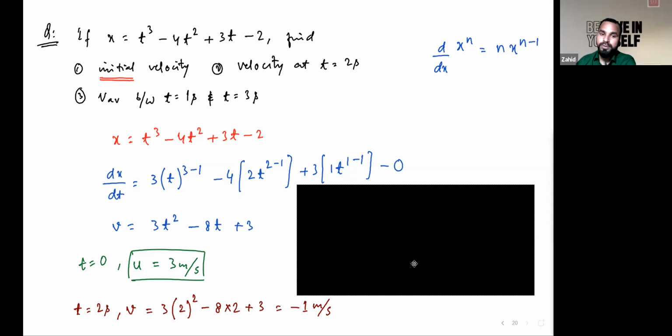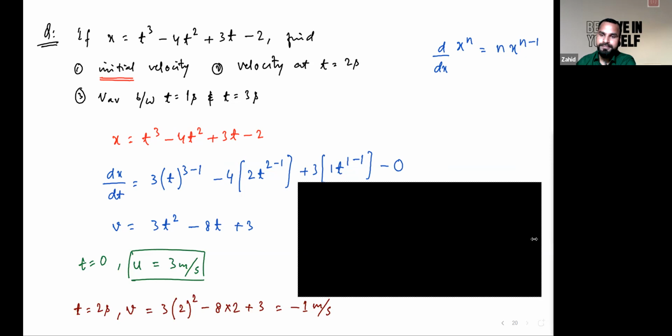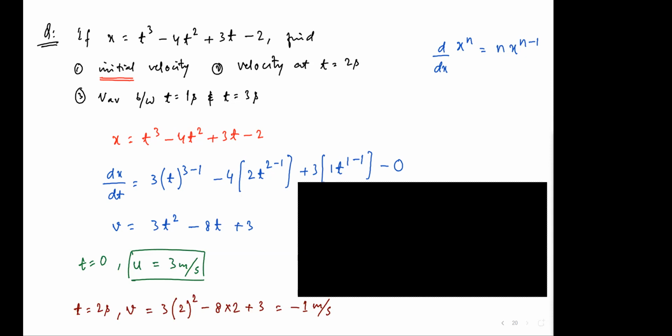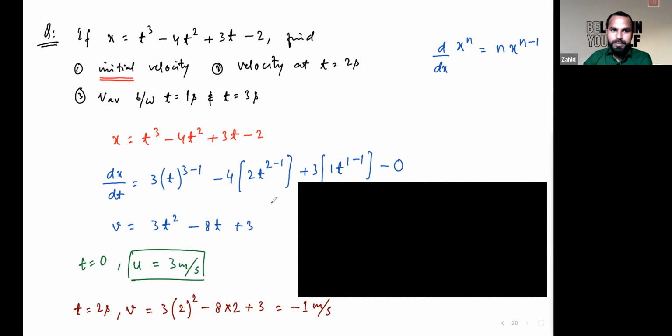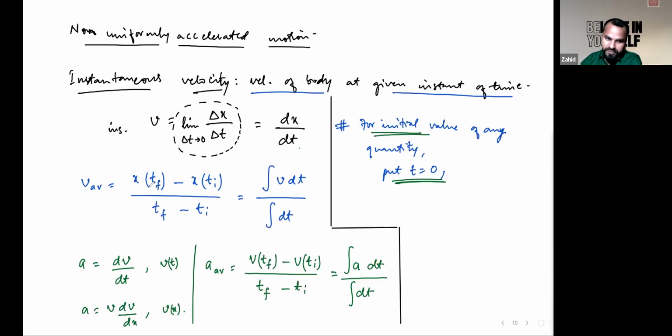Should I repeat this, or is it clear? Yes. Now the next or third part is we have to calculate average value, for which I have defined you a formula. Whenever you have to calculate average velocity, first find displacement for final time and initial time and just put all the values in this expression.